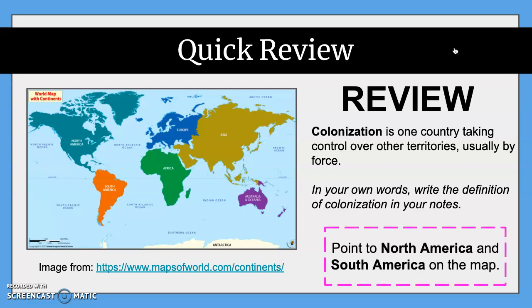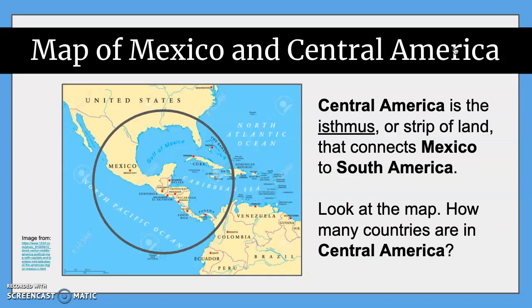Point to North America and South America on the map. Arrow pointing to North America and an arrow pointing to South America, both of which I am sure you found on your own already. Map of Mexico and Central America. Central America is the isthmus, or strip of land, that connects Mexico to South America. Look at the map. How many countries are in Central America?